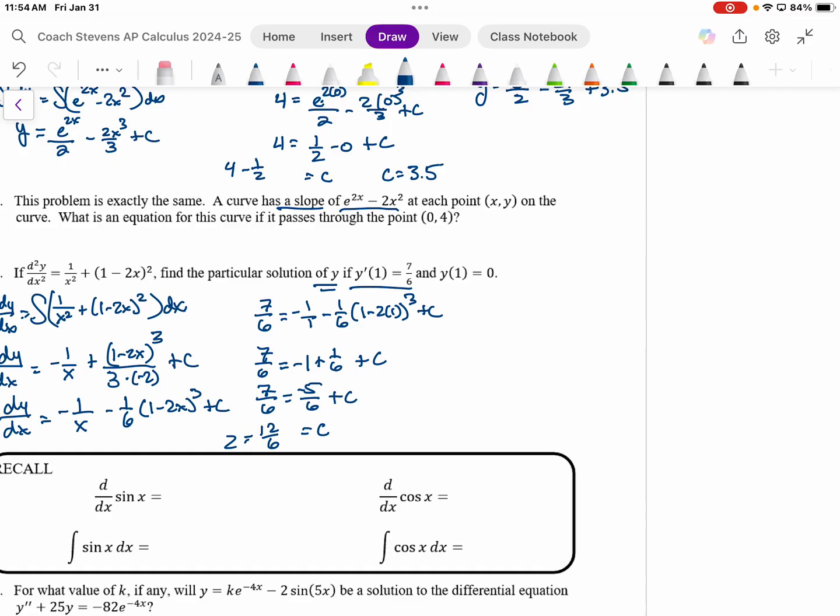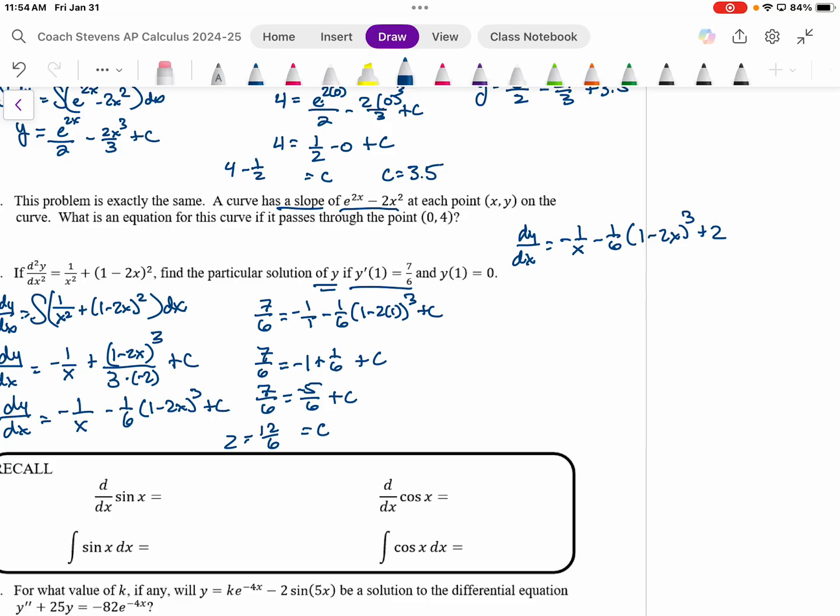Specifically, I know that dy dx is equal to negative 1 over x minus 1/6 times my 1 minus 2x cubed. And now I can go ahead and put a plus 2. Are we good so far? I'm going to pause just to make sure.